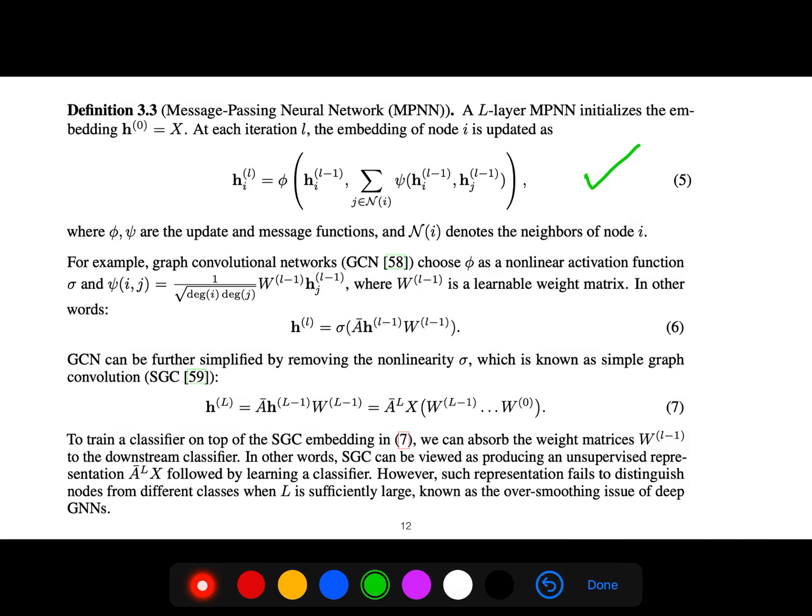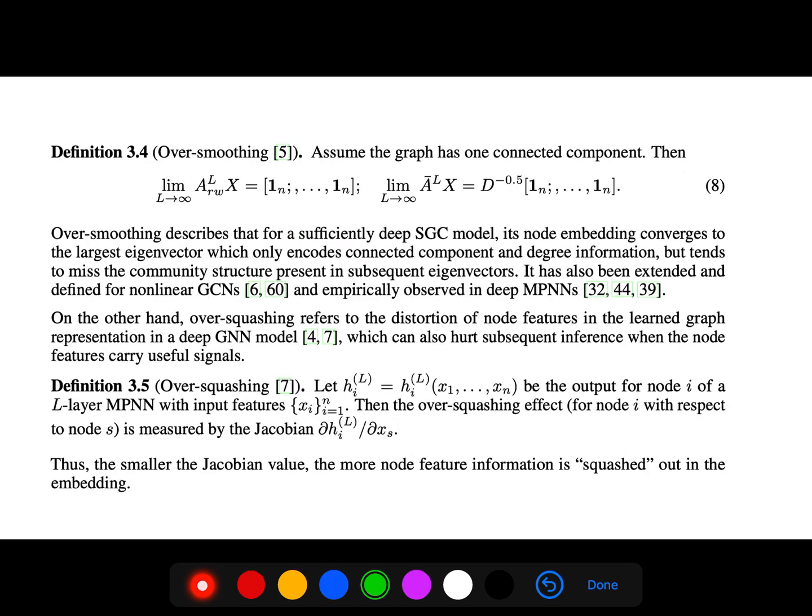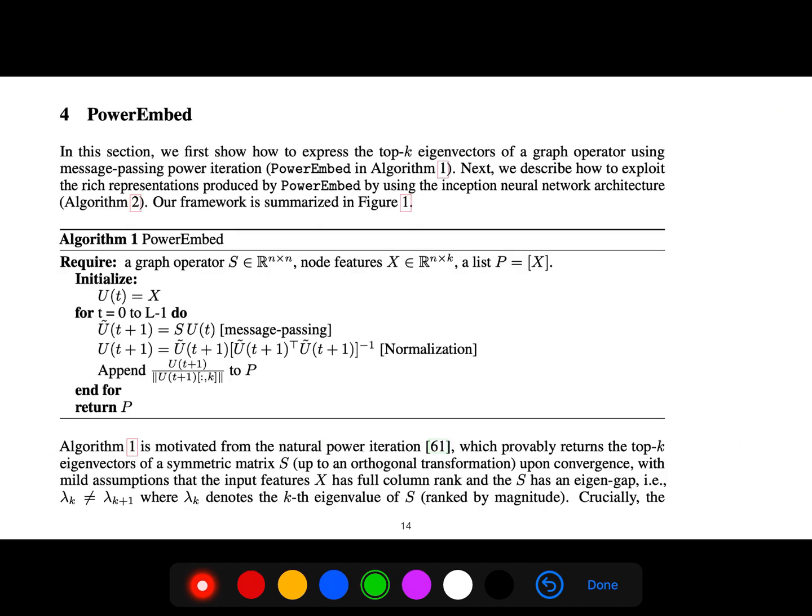So this is a layer message passing neural network. For example, the graph convolutional network chooses phi as a nonlinear activation, and GCN can be further simplified by removing the nonlinearity sigma. And we have these over-smoothing and over-squashing problems. So the algorithm requires a graph operator S, node features X, and a list. So we go through this message passing, we do normalization, and it returns P.